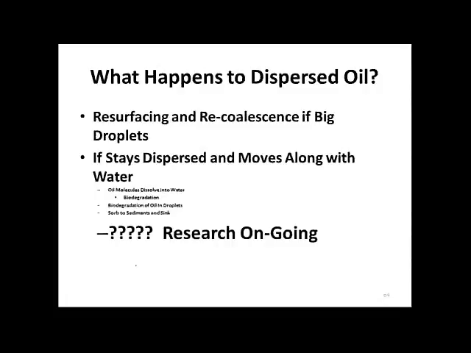There may be other things that happen to these droplets, this dispersed oil. We don't know. There's a lot of research going on about that.